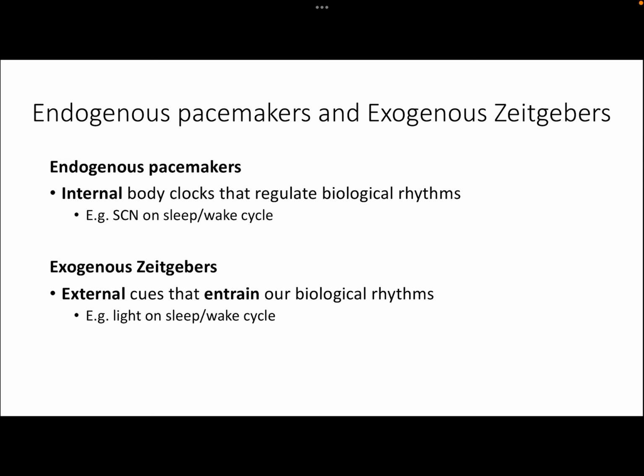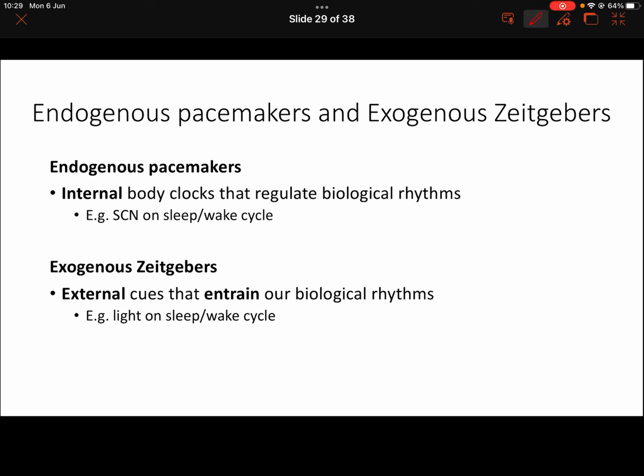In this video, we're going to be looking at the effect of endogenous pacemakers and exogenous Zeitgebers on the sleep-wake cycle. So endogenous pacemakers are internal body clocks that regulate many of our biological rhythms, such as the influence of the suprachiasmatic nucleus on the sleep-wake cycle, which we'll look at in more detail. Exogenous Zeitgebers are external factors that affect or entrain our biological rhythms, such as the influence of light on the sleep-wake cycle.